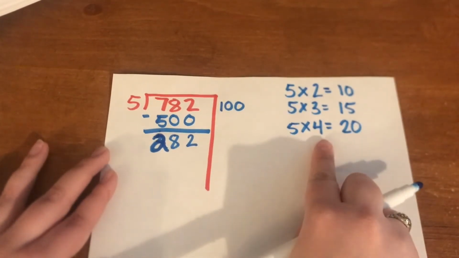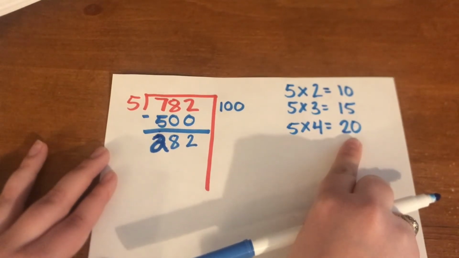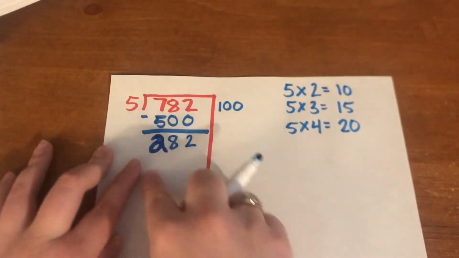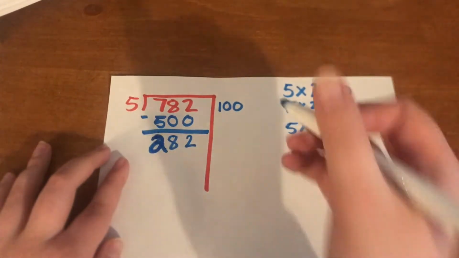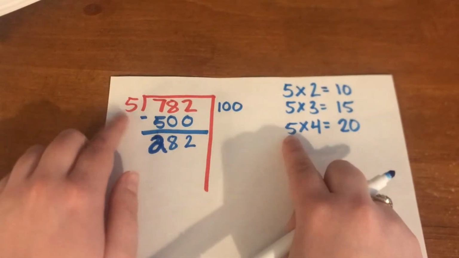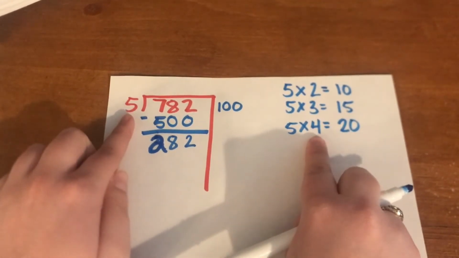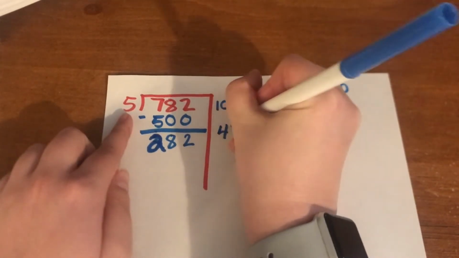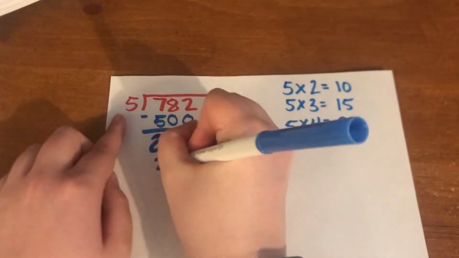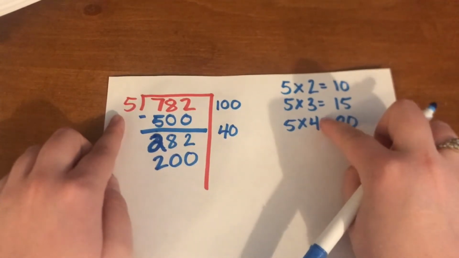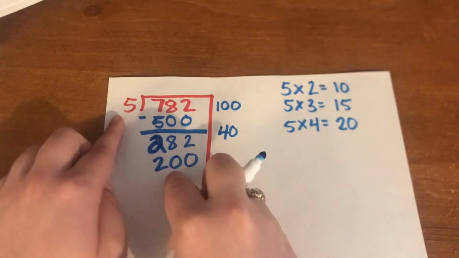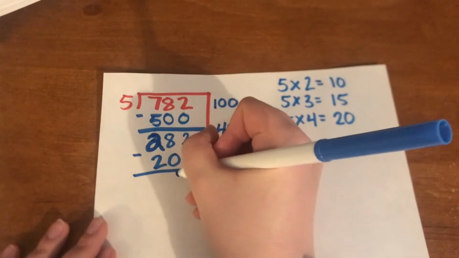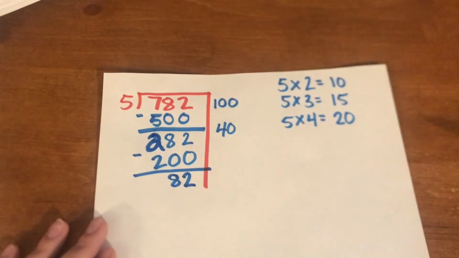Now, if 5 times 4 is 20, that means that 5 times 40 would be 200, and then I could eliminate 200 from this total. So that's what I'm going to do. So I've got my divisor times 4 groups would be 20. So my divisor times 40 groups would be 200. See, I add a 0 to my equation. That would add a 0 to my answer, which is what I want here. So I can easily eliminate some more numbers. So now I only have 82.